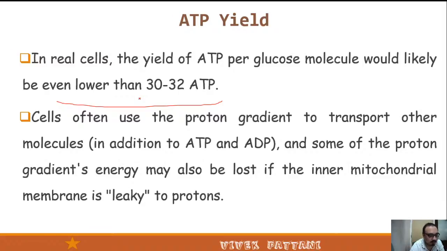Cells often use proton gradients to transport other molecules in addition to ATP and ADP, and some of the proton gradient energy may also be lost if the inner mitochondrial membrane is leaky to protons. There are some chances of a leak, or there may be damage due to other problems.